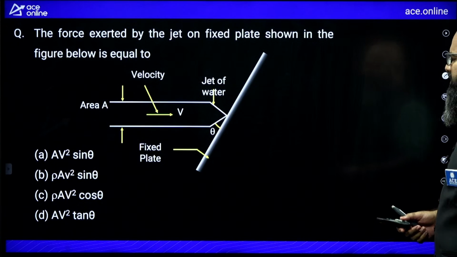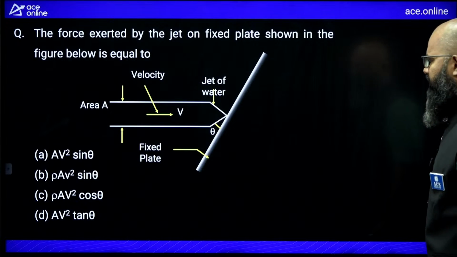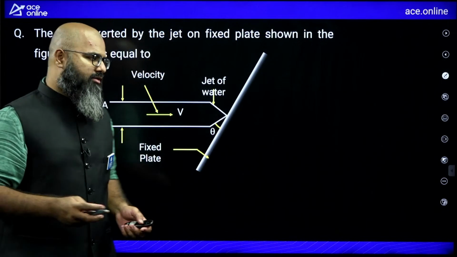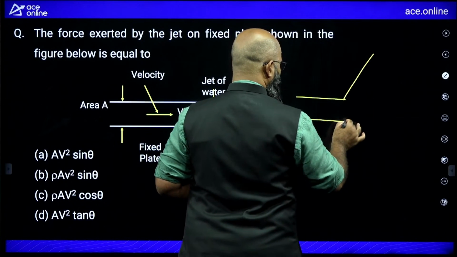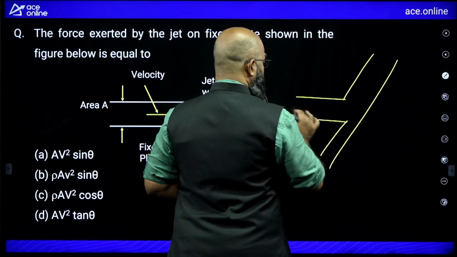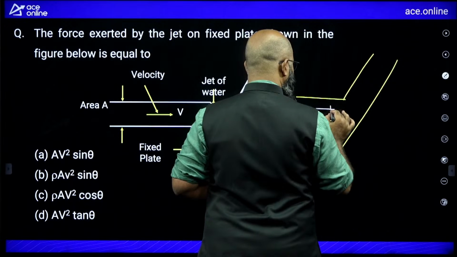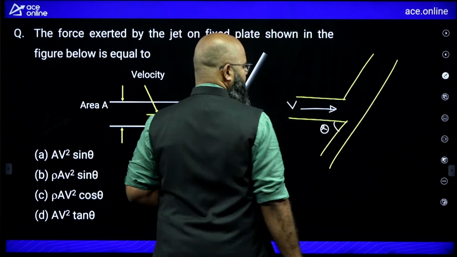Look at this particular question. The question is saying, the force exerted by the jet on a fixed plate as shown in the figure below. Now this is in the case of inclined surface. How do we answer this question? You see, let us say the fluid is coming over here with certain velocity v, and this angle is given to us, theta.